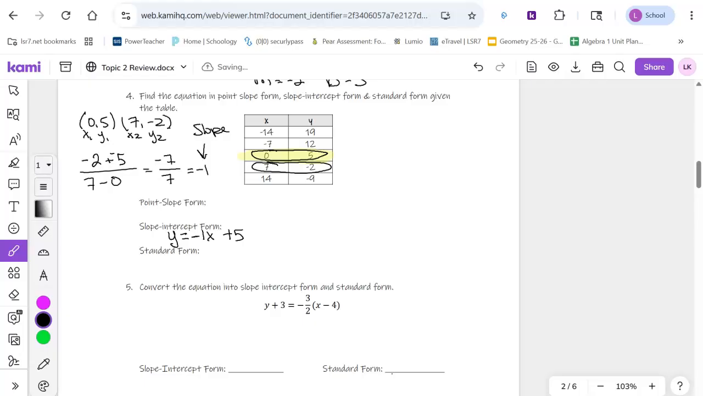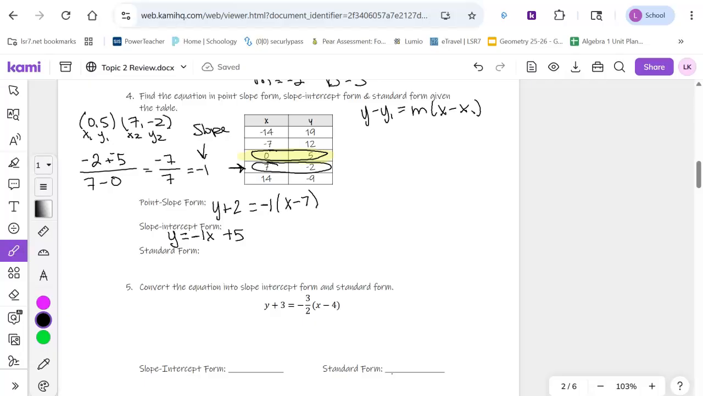Okay? Now for point-slope, I'm going to pick one point. It does not matter. So let's pick the (7, -2). And remember, point-slope is y minus y1 equals m times x minus x1. So I'm going to have y minus, we're going to use this one right here. My y is -2, so I have to do the opposite. So it's really +2 equals, my slope is -1, times x minus 7. Now your point-slope form, it could be using any of these points.